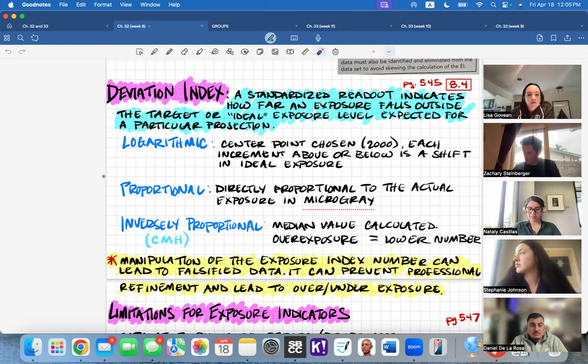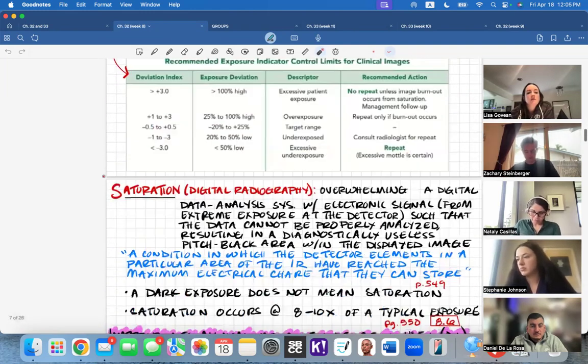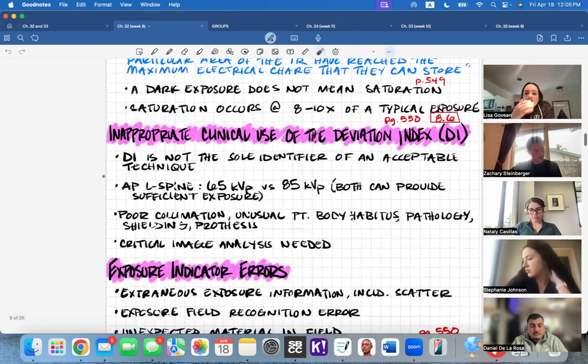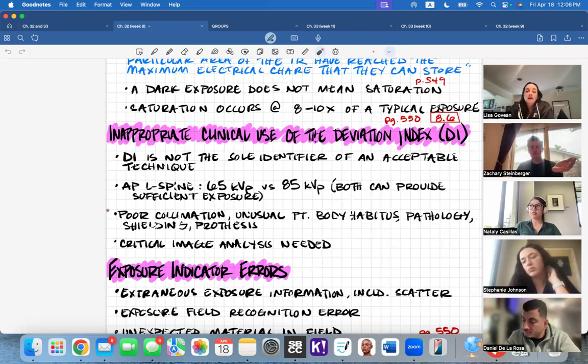So I'm reading in my notes here. For inappropriate clinical use of the deviation index, I'm not sure where that is in the book. Page 550. Okay. It says the DI is not the sole identifier of an acceptable technique. So I think if your S number pops up hot, you can't just go off of your S number when determining if that's a repeatable or non-repeatable.